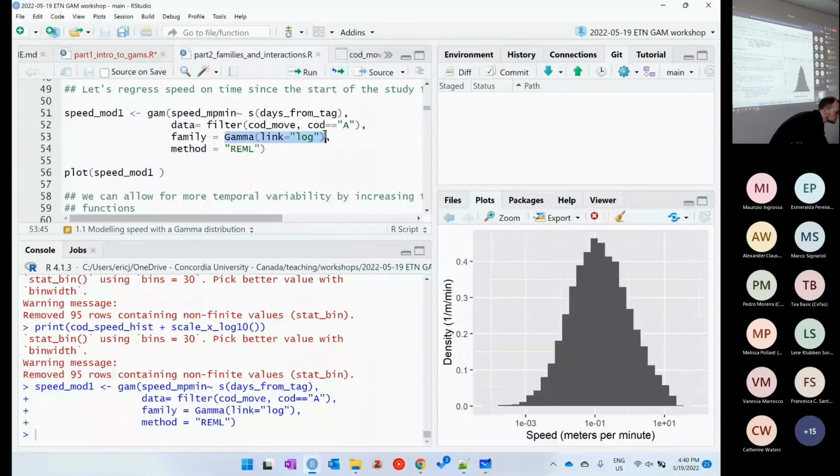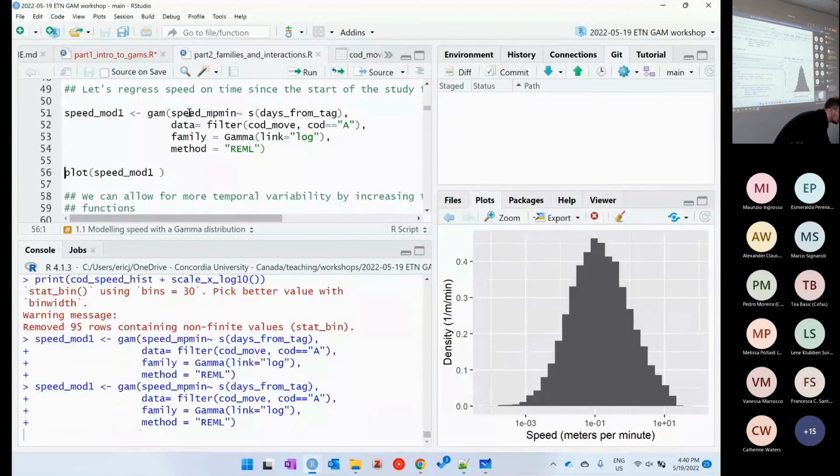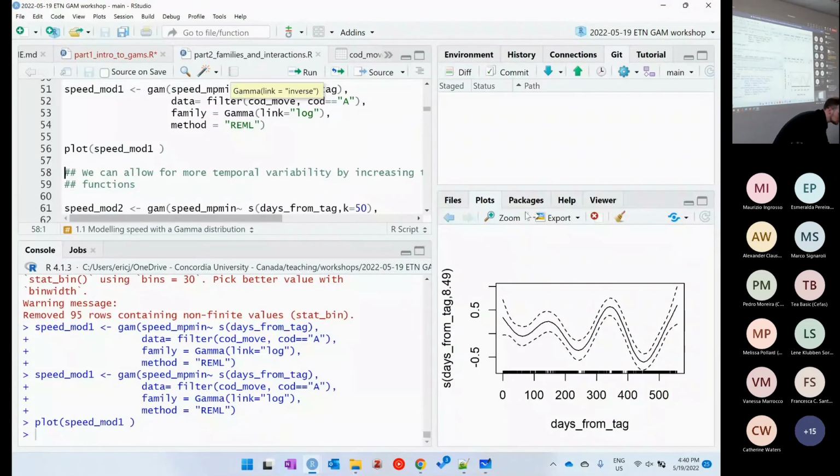This is what Robert was talking about. Here I'm using the log link. If I used the inverse link, the plots we see would actually be 1 over the speed, which is maybe meaningful, but not that easily mentally interpreted. So the gamma is a special case where you often want to say link equals log. You notice it's pretty fast to fit, and if I plot this, I get something that looks like this.